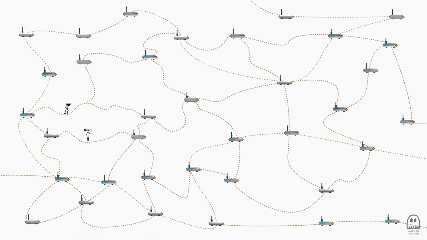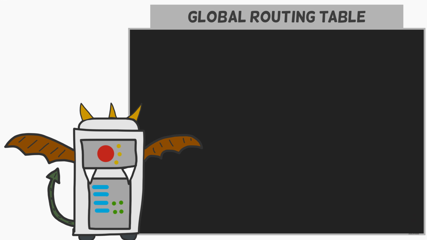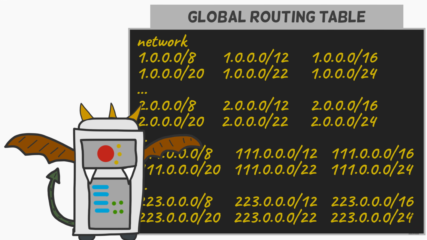Well, that's the case on normal networks at least. The thing is, on the open internet, neither of those would actually work. It's just too big. And that's a problem, because core routers have to maintain global routing tables, which are maps to every network in the world.